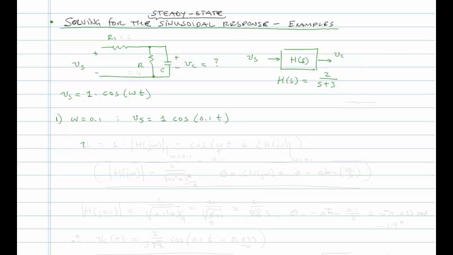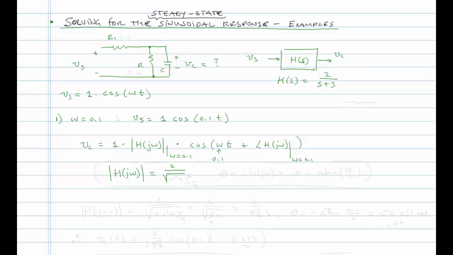Now we can write that Vc is going to be equal to the amplitude of the excitation times the magnitude of the transfer function evaluated at omega equal to 0.1 times cosine of omega t, in this case 0.1 t, plus the angle of our transfer function evaluated at omega equal to 0.1. So let's go ahead and write an expression for the magnitude. We'll do this once, and then we'll use it for the various cases of omega that we'll solve as we go through this problem.